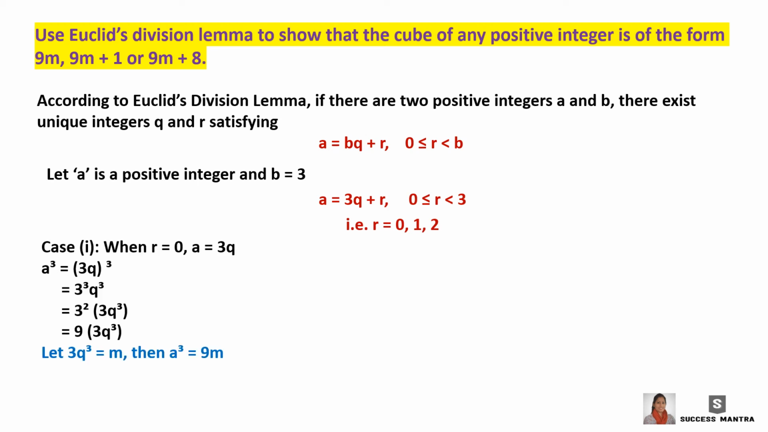First, when r is equal to 0, a is equal to 3q, and we take cube on both sides. a cube is equal to 3q the whole cube. So 3 cube into q cube. If we take 3 square outside, we get 3 square into 3q cube. Then 3 square is 9, so 9 into 3q cube. If we assume 3q cube is equal to m, then we get a cube is equal to 9m. This is what we need to prove. That is, the cube of any positive integer is of the form 9m.